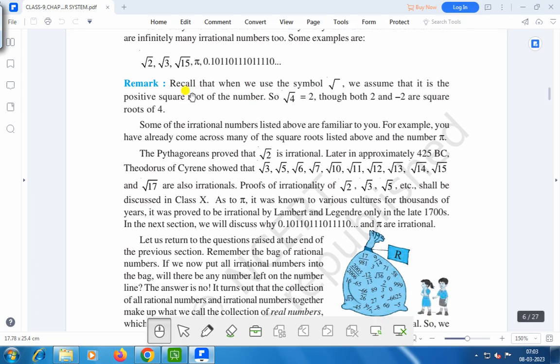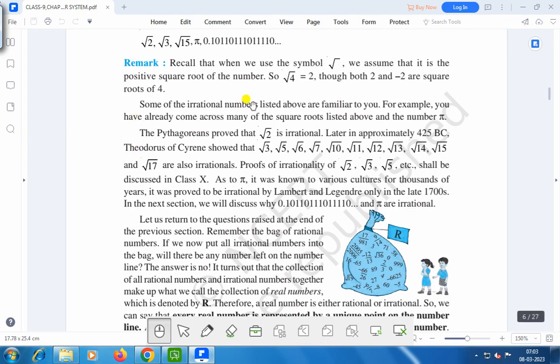Remark: recall that when we use the symbol root, we assume that it is the positive square root of a number. So root 4 equals 2, though both 2 and minus 2 are square roots of 4. Some of the irrational numbers listed above are familiar to you. For example, you have already come across many of the square roots listed above and the number pi.